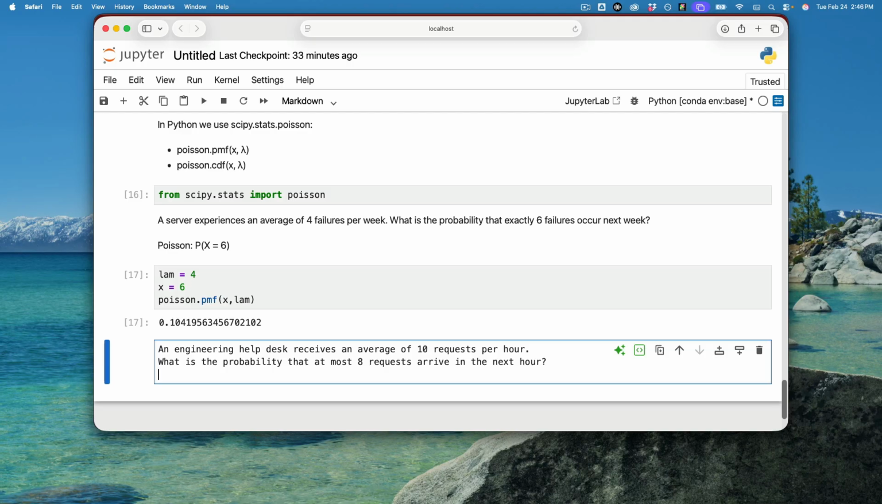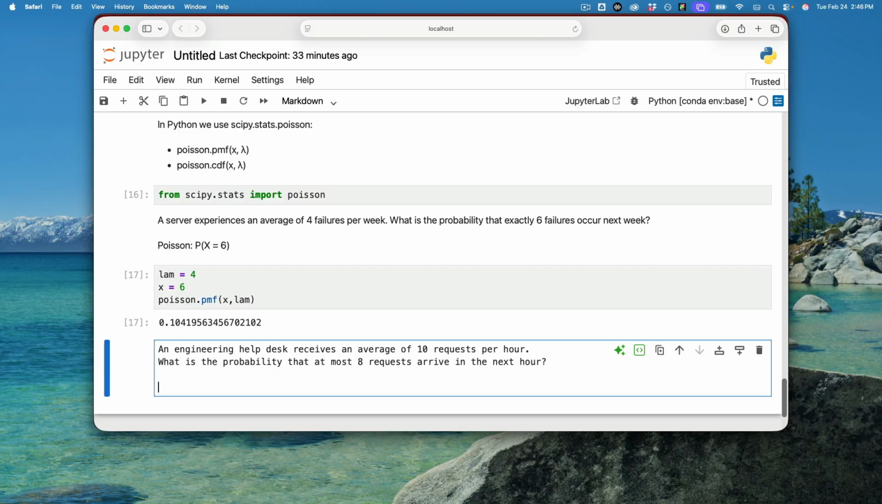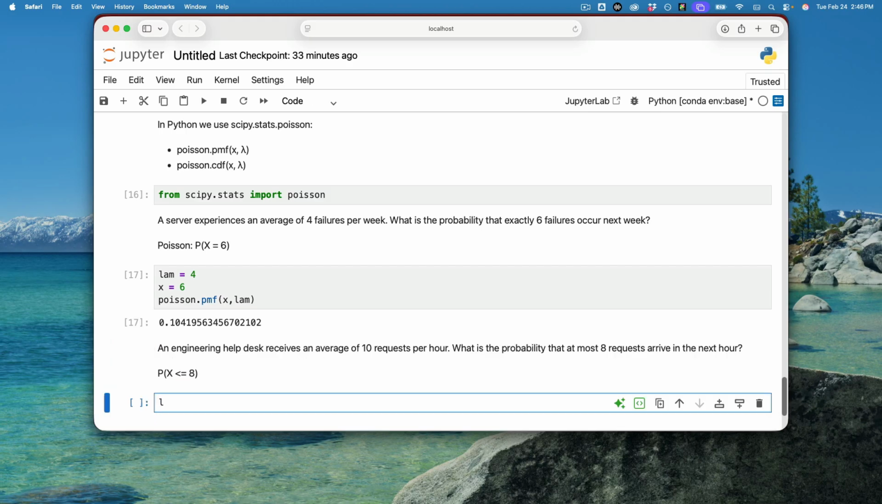An engineering help desk receives an average of 10 requests per hour. What is the probability that at most, so you have less than or equal to, 8 requests arrive in the next hour? So I'm going to model this. I have my average requests per hour, and they're asking 8 requests for the next hour. So I'm going to do Poisson and the probability that at most 8 requests, so 8 is inclusive, x less than or equal to 8. And then my lambda is equal to 10, and my x is equal to 8.